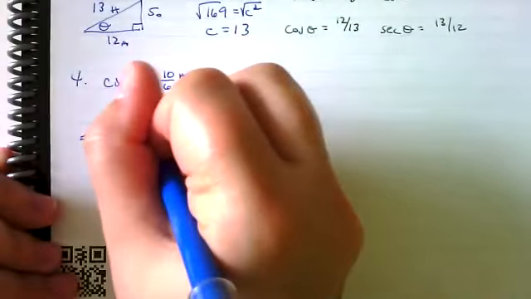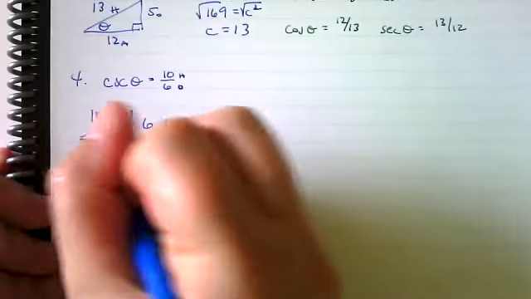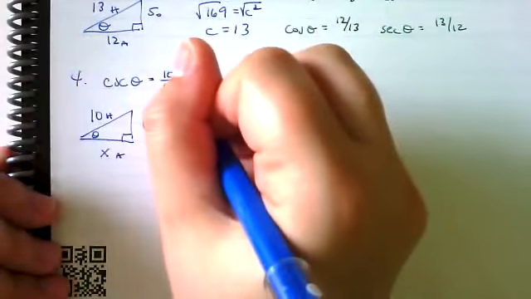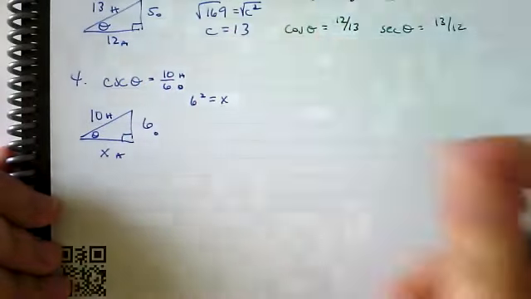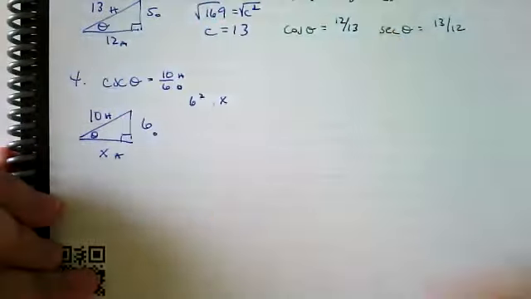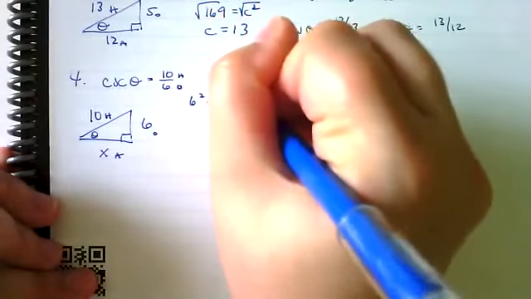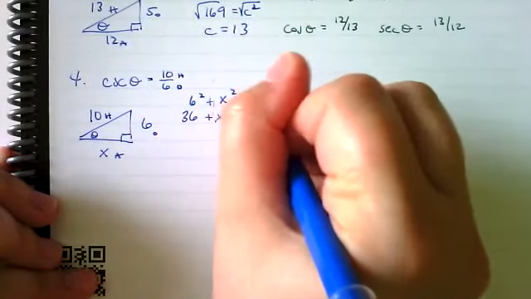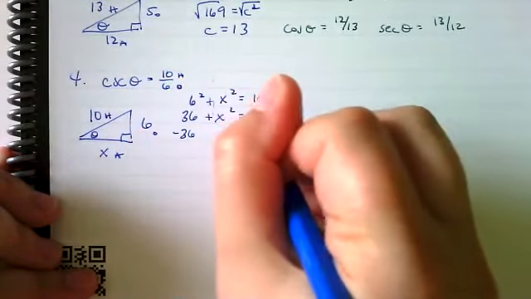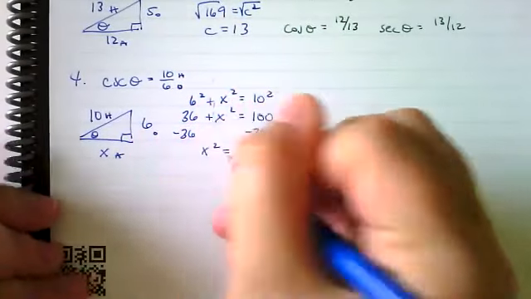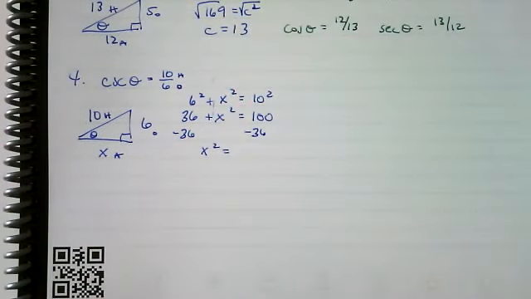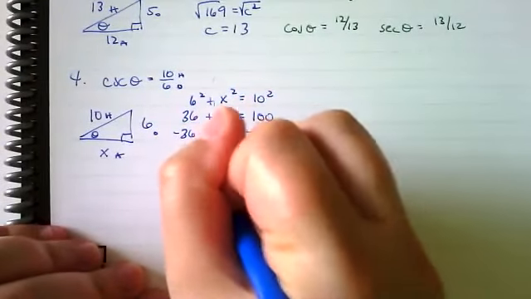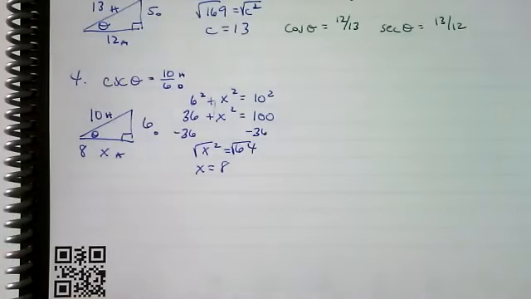So my opposite side is 6, my hypotenuse is 10, and I am missing my adjacent side. So I have to solve for that. I've got 6 squared plus x squared equals 10 squared. We've got 36 plus x squared equals 100. Okay, and then 64, square root, and I get 8. So I got all my sides.